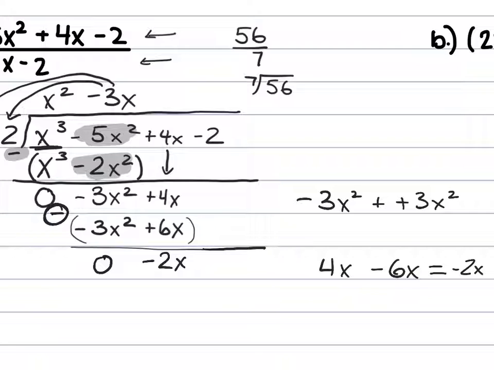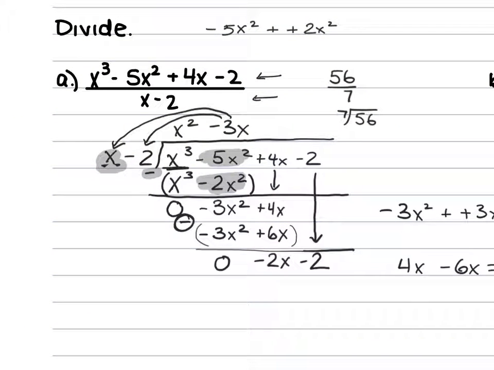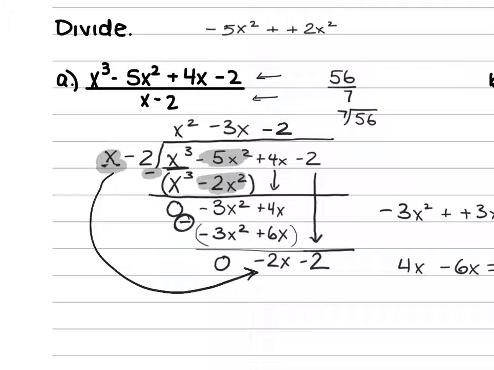What is my next step after I do the subtraction? Bring down the negative 2. We're going to go through the steps again. I'm going to erase my arrows here because I'm going to have even more arrows. This gets so complicated with arrows if I don't clean them up. So here we go. Now I want to know how many times does x go into negative 2x? Or the better question, x times what would give me negative 2x? Negative 2.